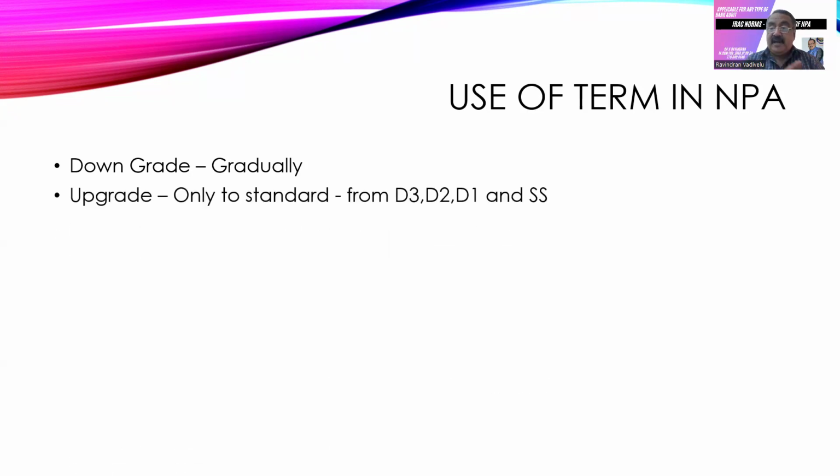Upgrade. When you want to upgrade the account from NPA category, say substandard or D1, D2, D3, you have to upgrade only to standard, and not from D3 to D2, D2 to D1. It should not be like that. When you want to upgrade the account, you have to upgrade from the status of substandard, D3, D2, D1 only to standard and not upgraded gradually. This you have to remember. When you want to downgrade, it has to be done gradually. When you want to upgrade, you have to upgrade only to standard. This point you have to remember.